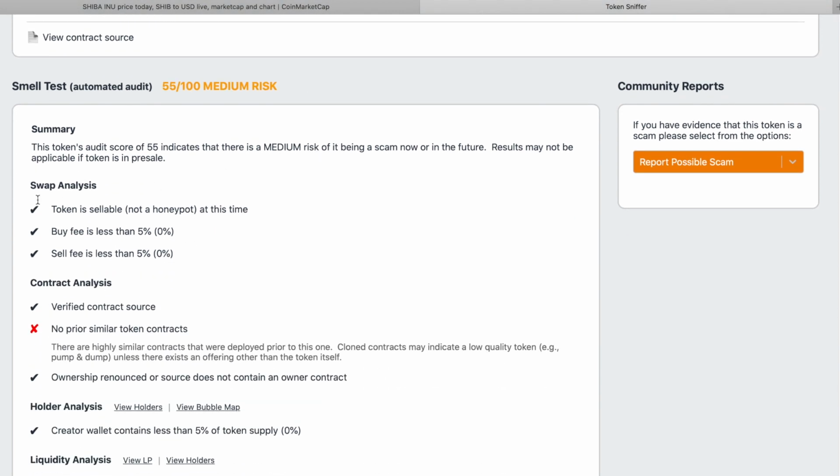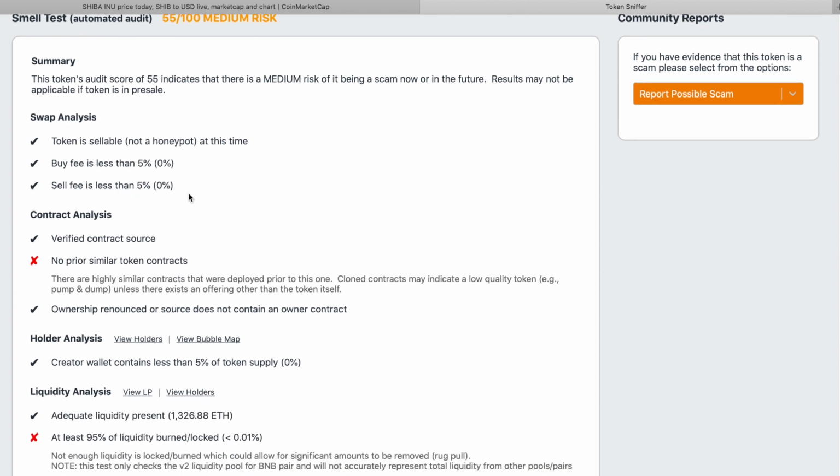Why is swap analysis important? It's important because most of the scam coins will have high buy and high sell tax. As we can see here, for Shiba Inu, the buy fee is less than 5%. Basically, the buy fee is 0%. So every time you buy Shiba Inu, you don't really pay any particular tax. Sell fee is the same, 0%.